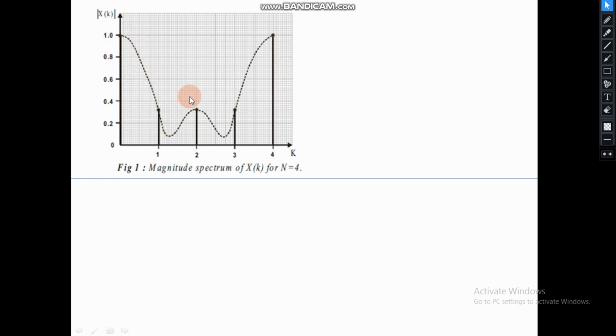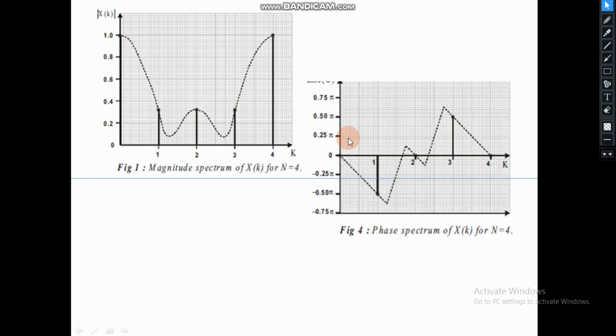So the period under consideration is 2 pi, as I have told before. Here the period under consideration is not given, but within this period we have taken 4 points. So the interval of sampling is given by 2 pi by 4.